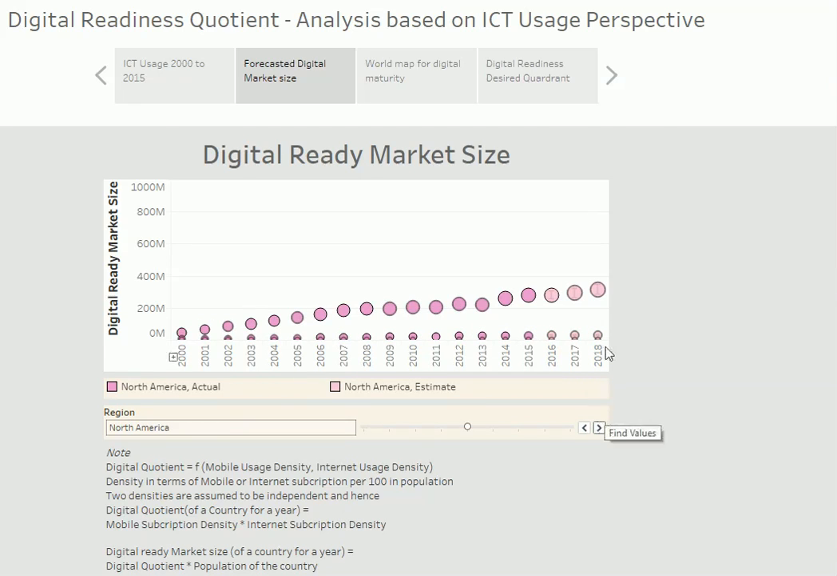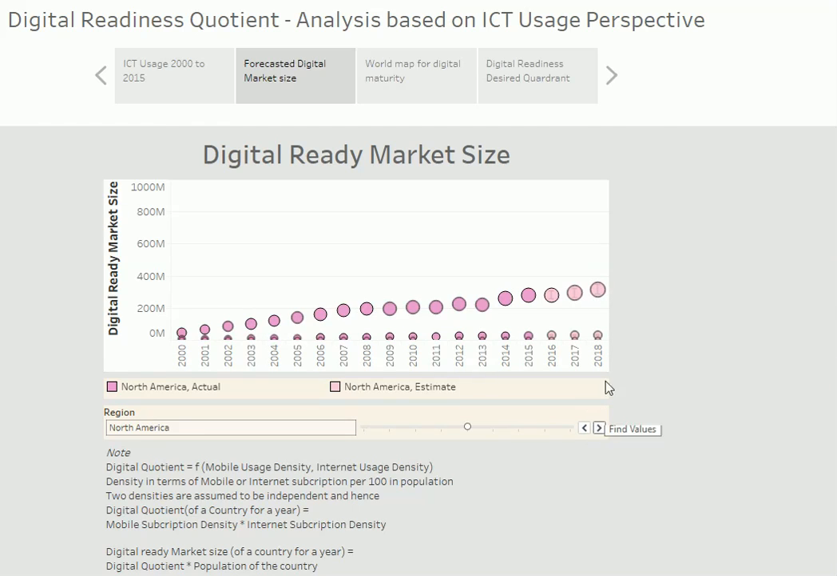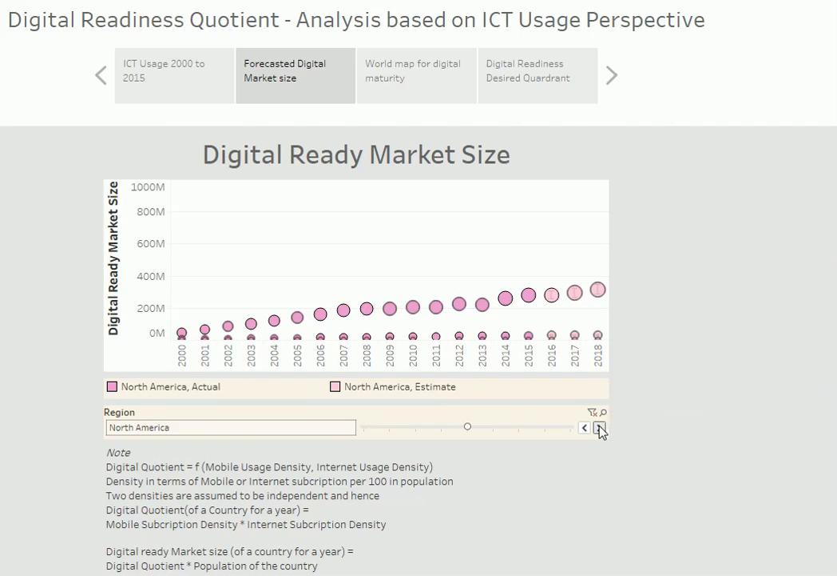Now here is North America, US. Yeah, it's big. About 314 million digitally enabled people should be available in the year 2018, right? Next is Canada, which has a very small market size, but if you look at the digital readiness quotient, Canada is higher than the US, but the US population is obviously much more.